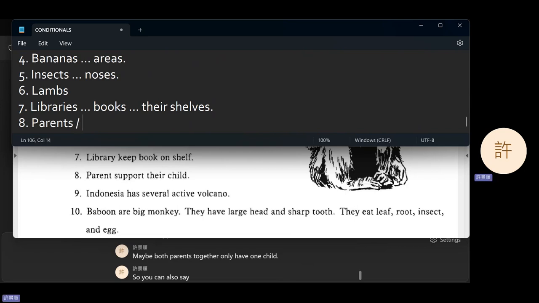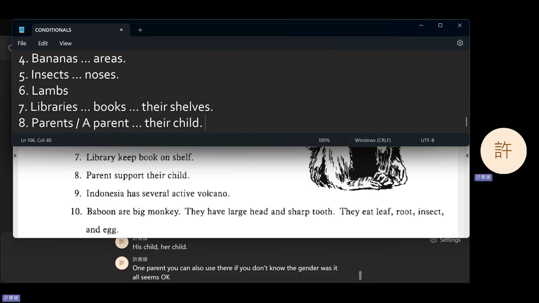Okay, I should write this. A parent supports. What should the pronoun be? Sorry, what should the pronoun adjective be? His child? Her child? One parent. You can also use their if you don't know the gender. 不知道性别的话，可以用they当单数子称，不知性别.